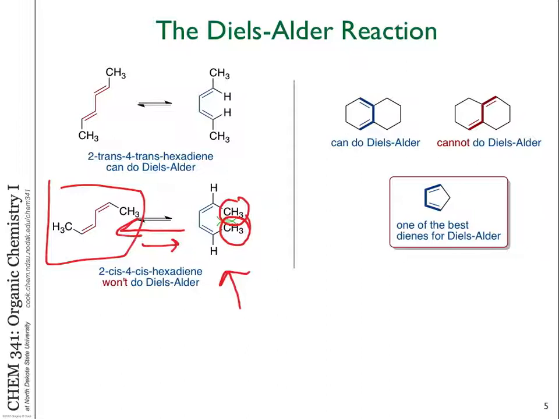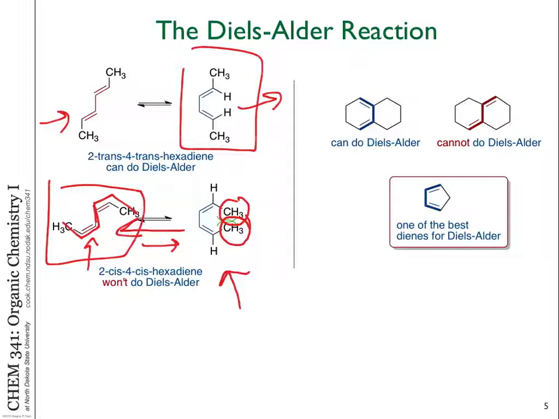So just notice by changing the E/Z geometry of the substituents on the double bond, here they're all Z, this one is Z, and then this one is Z. Okay, and we change that to the all E, or trans, double bonds. It can adopt a conformation where those CH3 groups are not bumping into each other. And so this one would participate in the Diels-Alder reaction, whereas the other one will not.